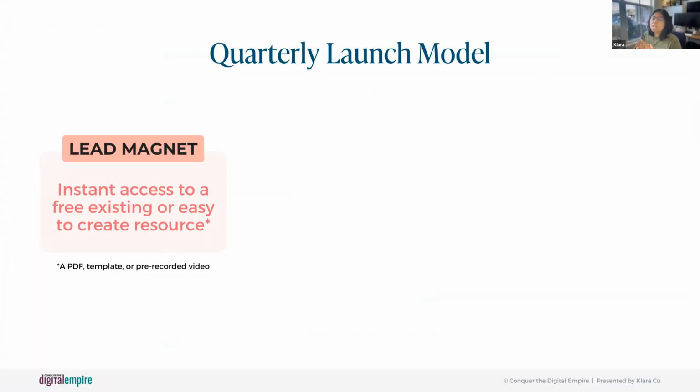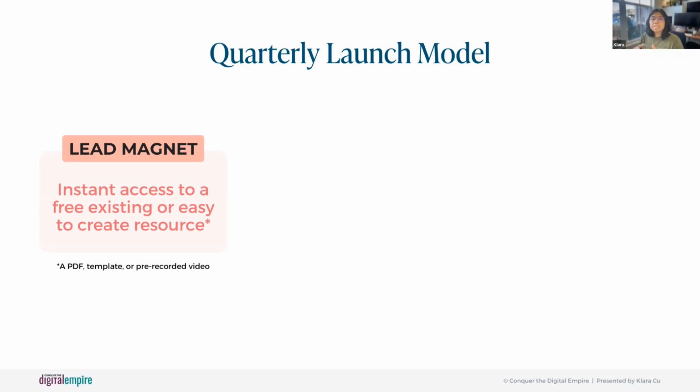So I've distilled the quarterly launch model down into three core elements. The first element is this lead magnet. Typically, a lead magnet is when you're giving instant access to a free resource, either one that is existing or something that is really easy and quick to create. This could be a PDF, a template, or a pre-recorded video. You want to be promoting a lead magnet at the start of the quarter, and this lead magnet should naturally lead people to want the program or whatever digital product you're planning to sell them at the end.